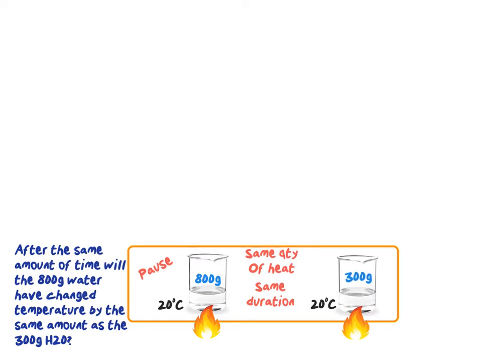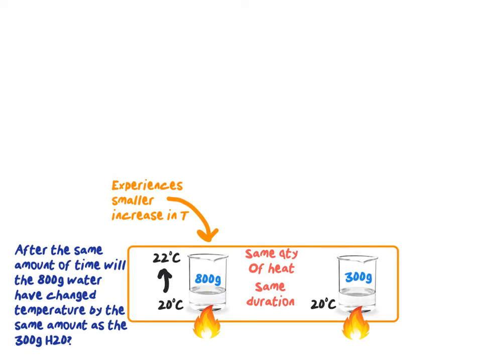Now, if we think about that we've added the same quantity of heat to each mass of water, we do see that actually the larger mass experiences a smaller increase in temperature. So let's say over the amount of time that we added the same amount of heat to both beakers, we saw that the larger mass of 800 grams of water increased its temperature by 2 degrees Celsius. So it went from 20 to 22 degrees Celsius.